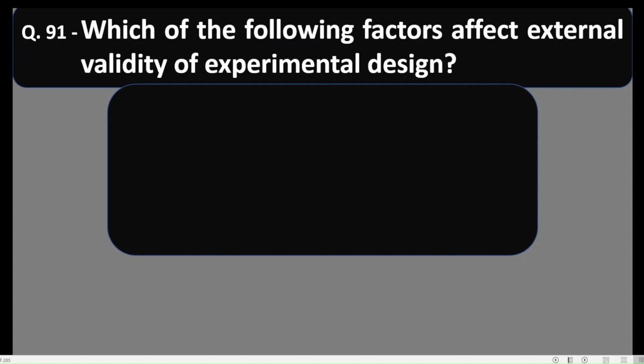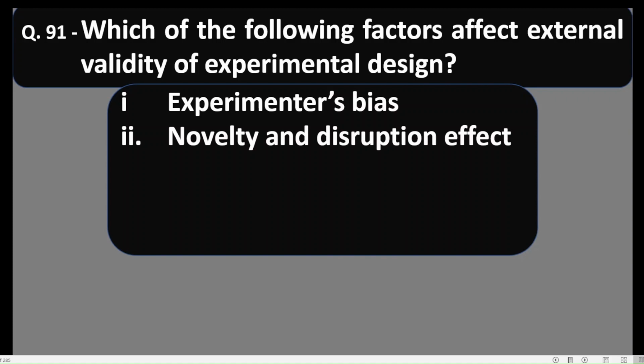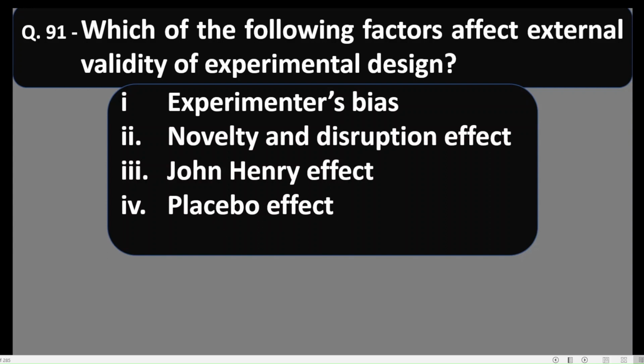Question number 91. Which of the following factors affect external validity of experimental design? Friends, external validity refers to the ability of experiment of generalization of findings. Let us see which are the factors that may affect the external validity. Number one, experimenter's bias. Number two, novelty and disruption effect. Number three, John Henry effect that we have seen. It affects the internal validity. Number four, placebo effect, and number five, Hawthorne effect. Let us see the option.